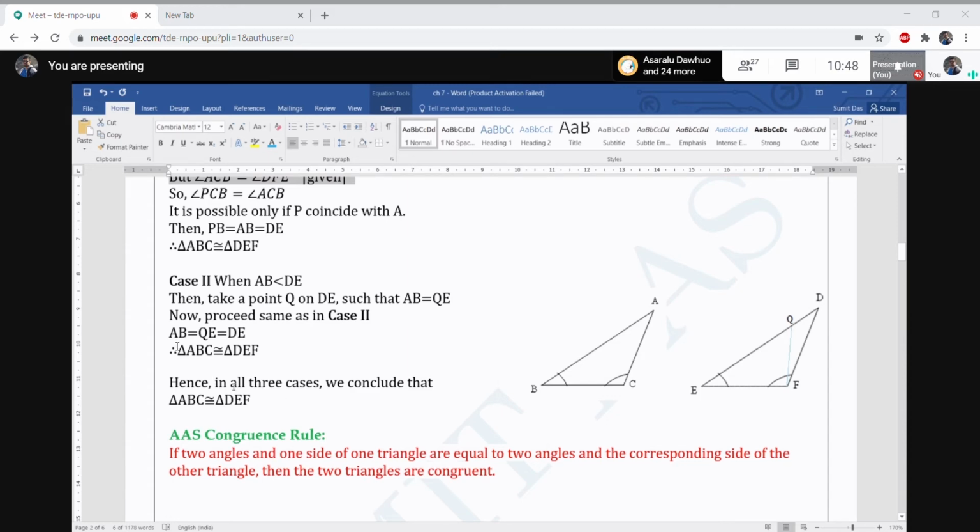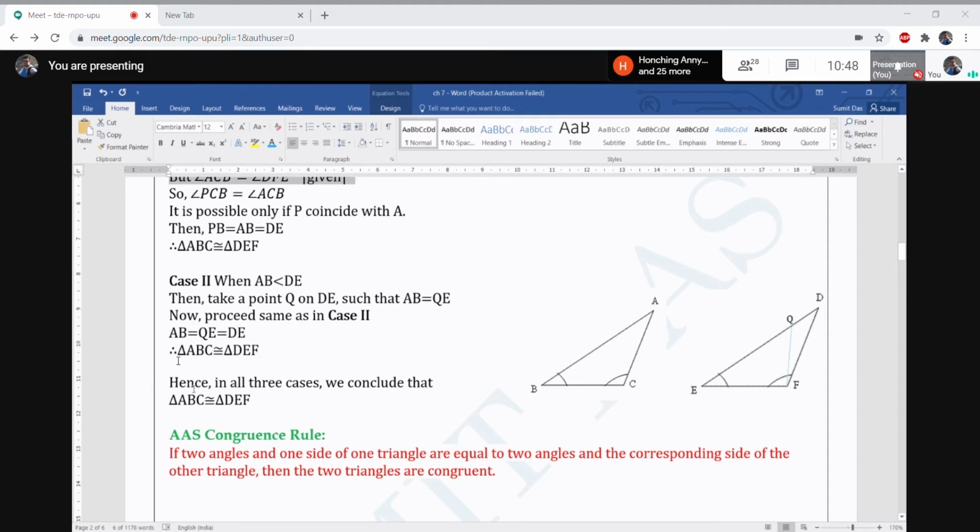So we'll write like this. Now proceed same as in case 2. We'll get AB equal to QE equal to DE. So similarly we can write ABC congruent to DEF. Third case you can write like this. You don't have to prove it. If you want you can, but no need to do the things because it will come for 5 marks only, and case 2 is enough.